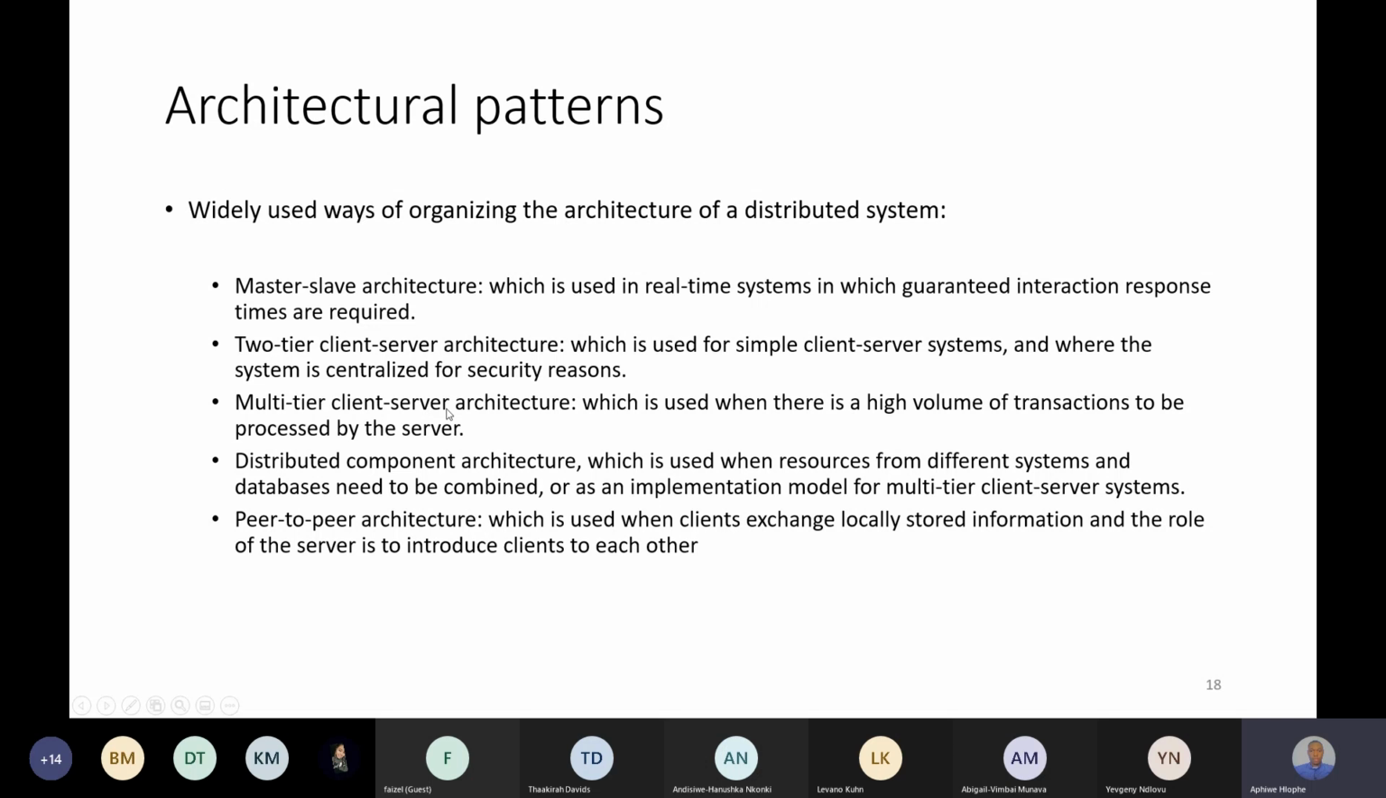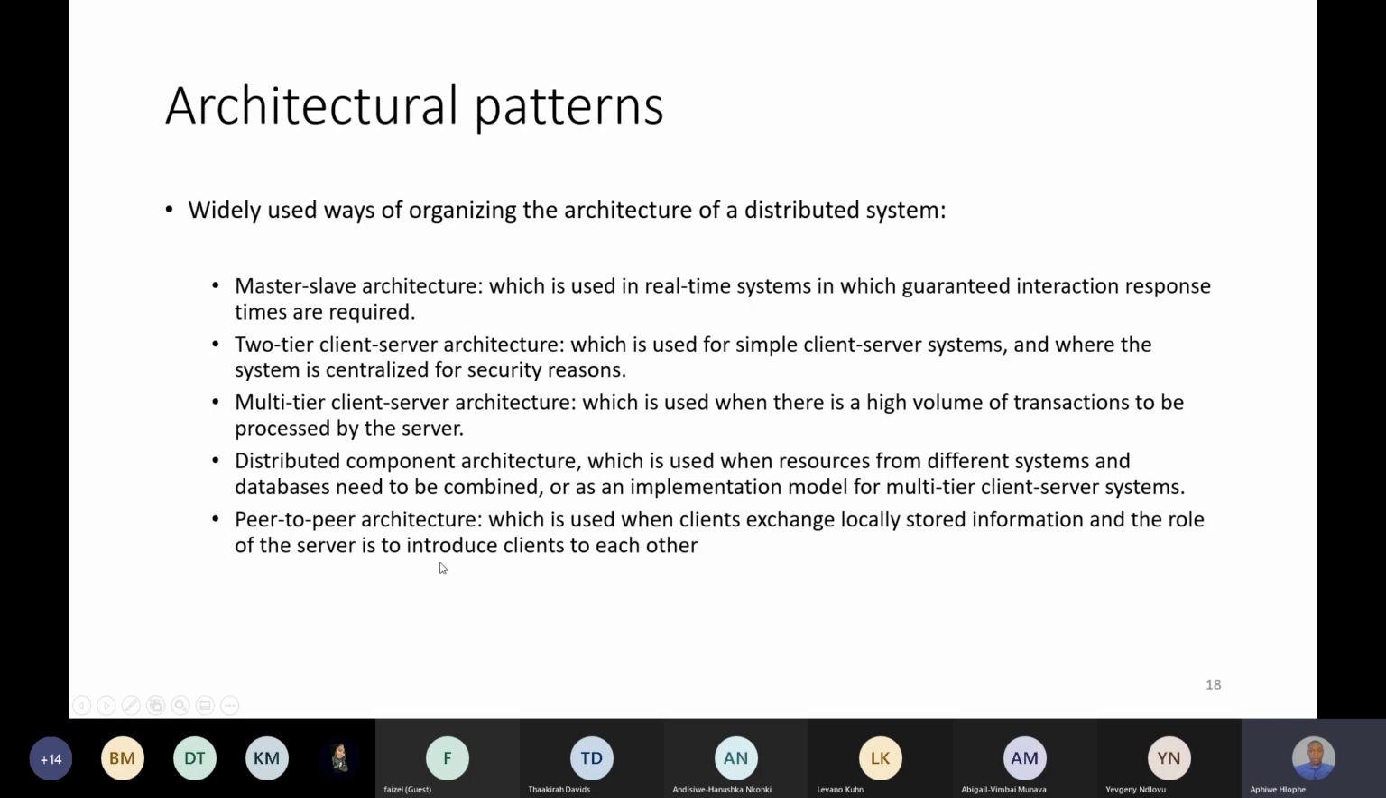Then we have multi-tier client-server architecture, which is used when there's a high volume of transactions to be processed by the server. So the server here will be under pressure, with a high volume of transactions. And the multi-tier architecture is the one that is adapted in the distributed system itself, okay? Hence, when we adapt it to the distributed system, we actually call it distributed component architecture, which is used when resources from different systems and databases need to be combined, or as an implementation model for multi-tier client-server systems, okay?